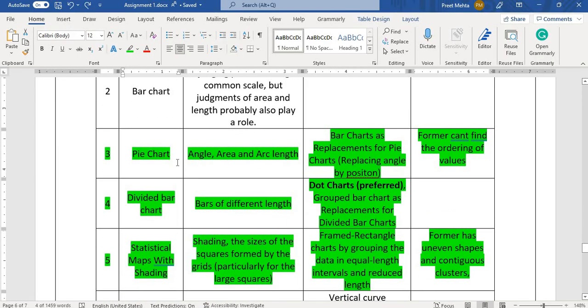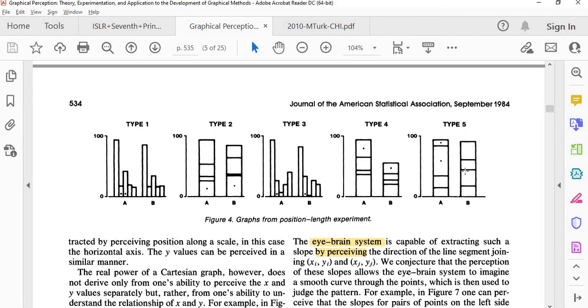Then comes the pie chart, which all are aware of. Then the divided bar chart. These are the divided bar charts. In the real world, we used to call them stacked bar chart and clustered bar graph, but over here they call the stacked bar chart the divided bar graph, and the clustered bar graph the group bar chart.